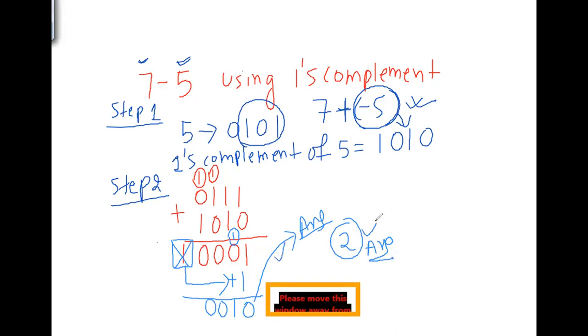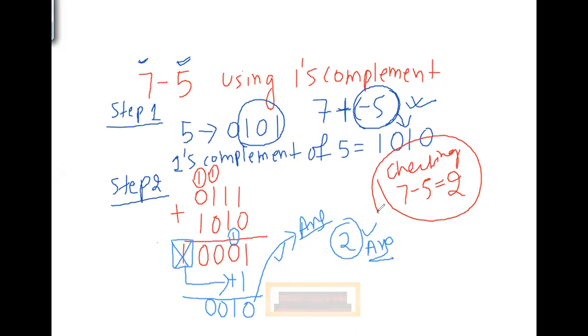So we'll do checking here, whether my answer is correct or not. In checking, what is the question? Is it 7 minus 5? And what are you getting? 2. Is it correct? This is correct. This is how you can check your answer also.